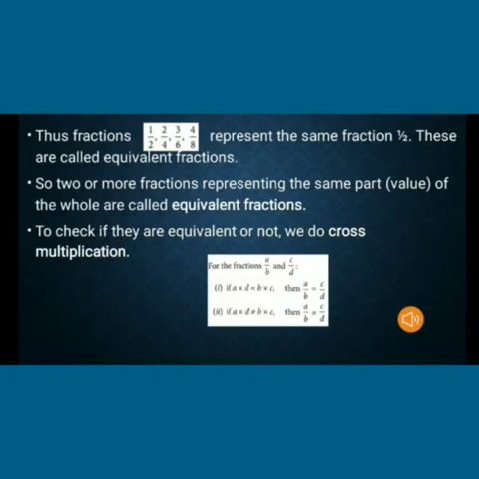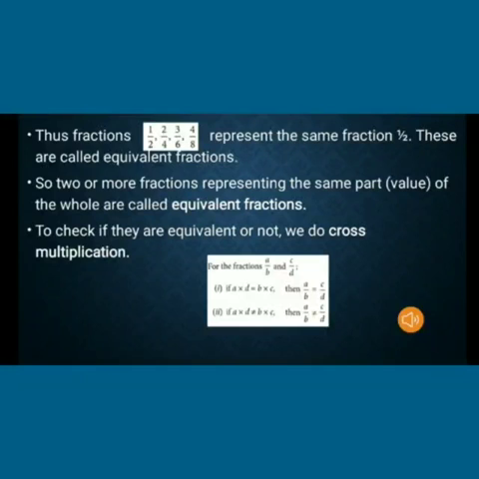Dear students, by looking at the example, we observe that they all ate half of the cake. Thus, the fractions 1/2, 2/4, 3/6, 4/8 represent the same fraction 1/2. These are called equivalent fractions. So, 2 or more fractions representing the same part or value of the whole are called equivalent fractions.